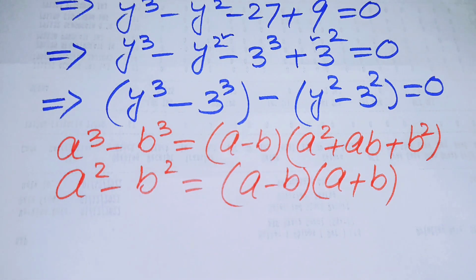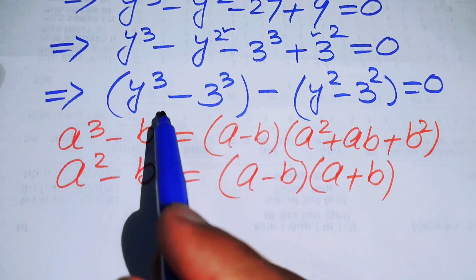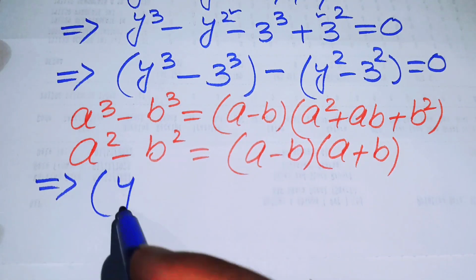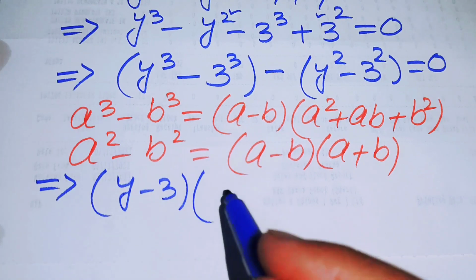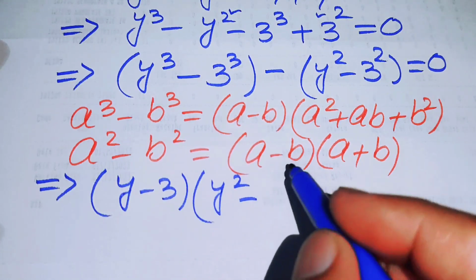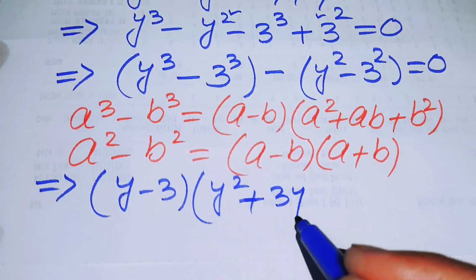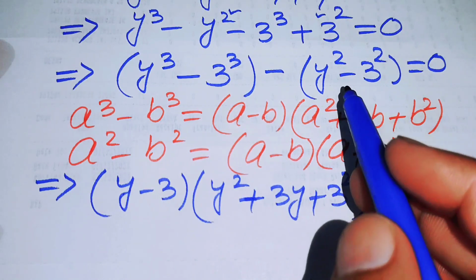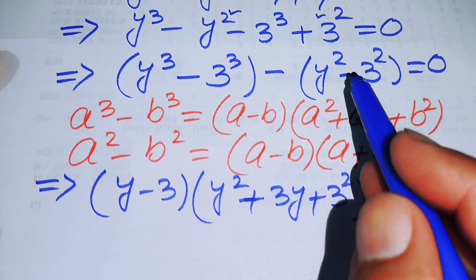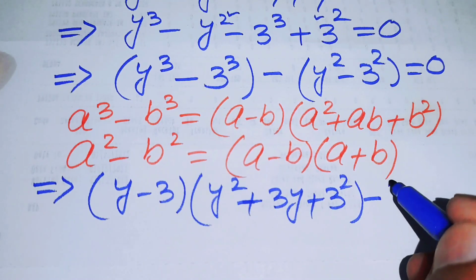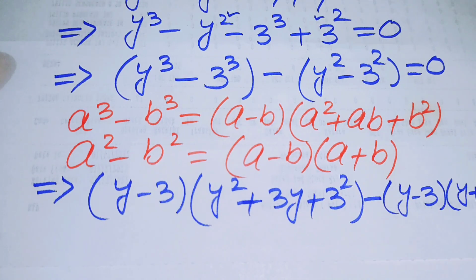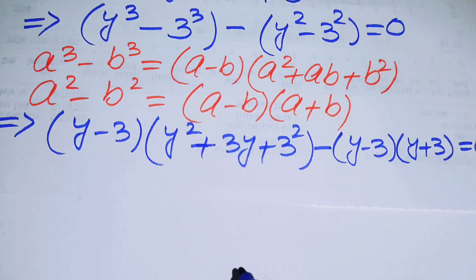So now first I can apply the cubic formula in the first factor, so that the first factor will be written in the form of (y - 3)(y² + 3y + 3²), minus, here we can apply the second formula in this term, and you will get (y - 3)(y + 3), and this whole equation is equal to 0.